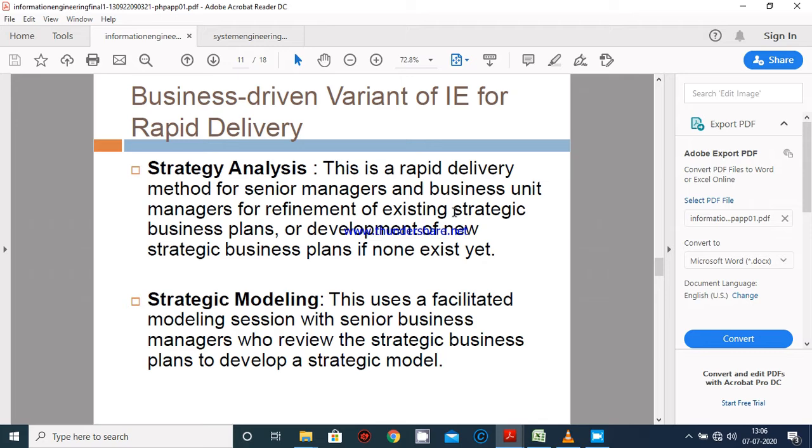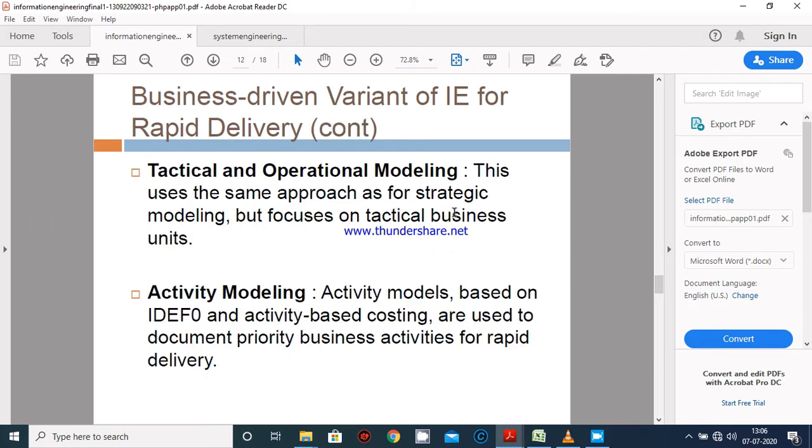Next one is strategic modeling. This uses a facilitated modeling session with senior business managers who review the strategic business plan to develop a strategic model. Next one is tactical and operational modeling. This uses the same approach as for strategic modeling, but the main aim of tactical and operational modeling is on the business unit.